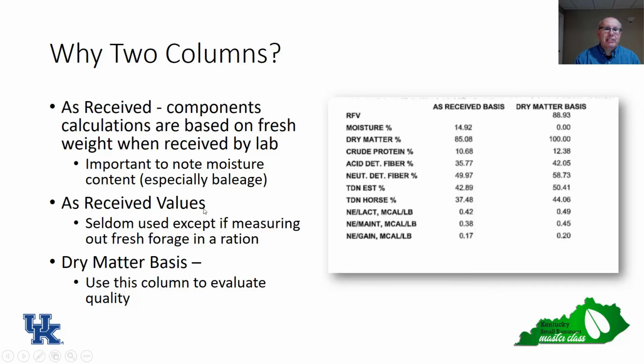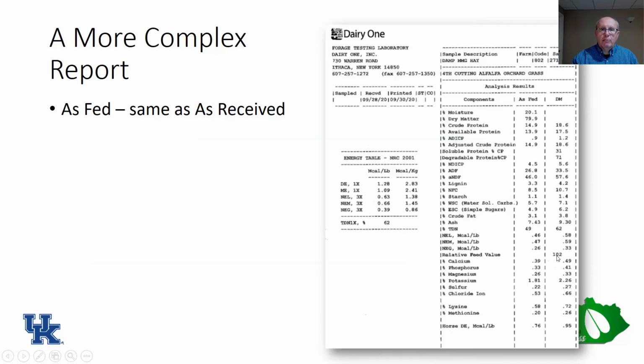The as received values are seldom used, except if we're measuring out fresh forage in a ration. In that case, we need to account for the weight of the water in that fresh forage. So for our purposes, we're going to use the dry matter basis column to estimate and to compare forages. So we will nearly always just look at that dry matter basis number.